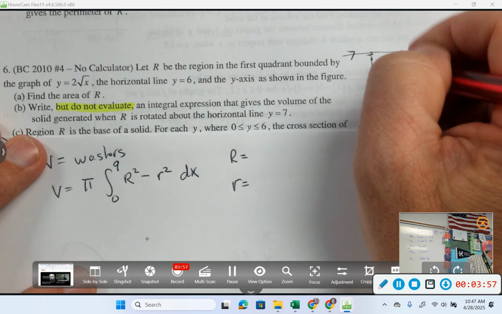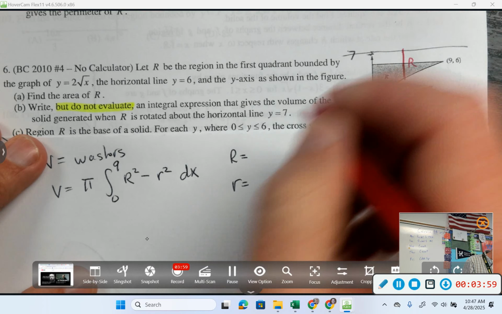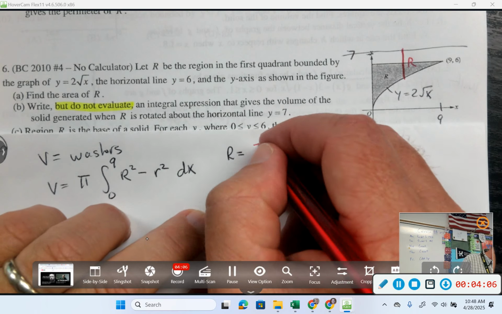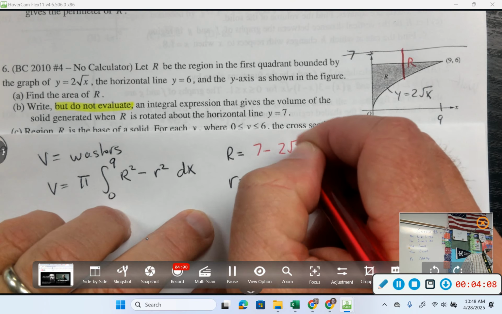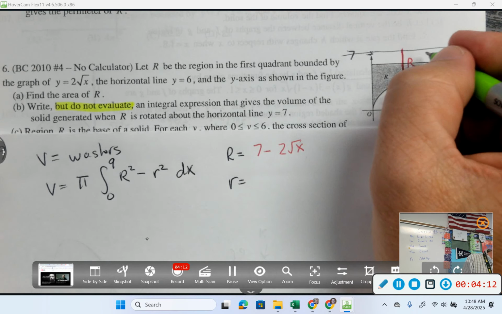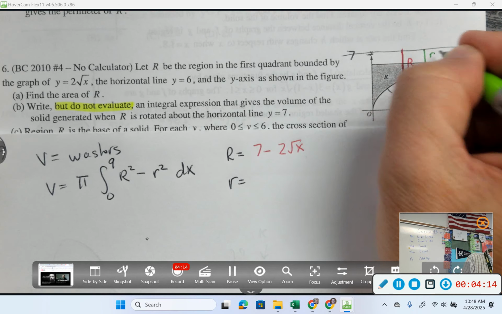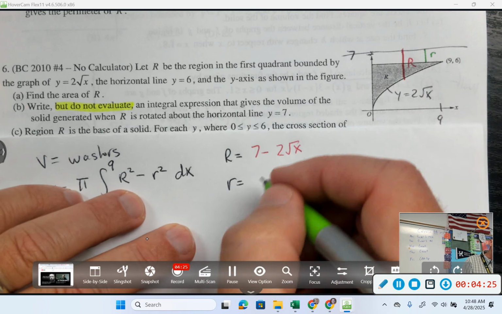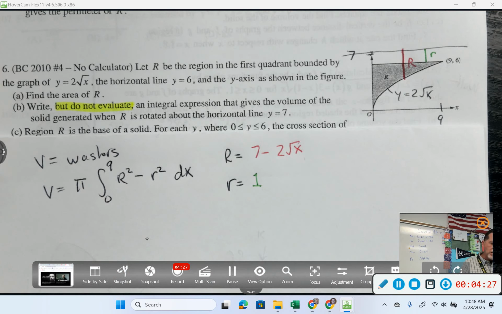So big R is to the outer edge. So top minus bottom from axis to outer edge is 7 minus 2 root x. And then little r, what's little r going to be? 1. Little r is a consistent 1. I suppose you could write 7 minus 6 if you're still thinking top minus bottom, but just 1.